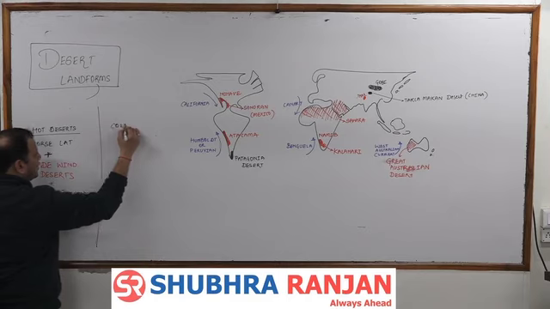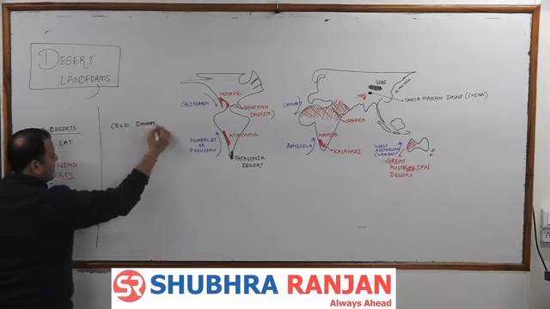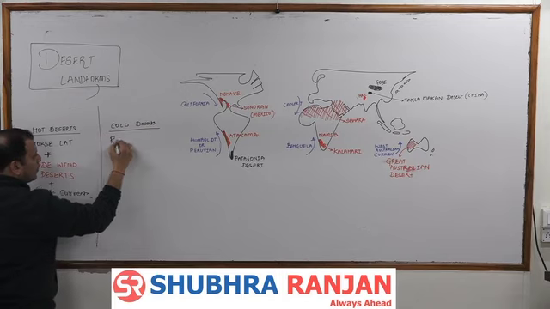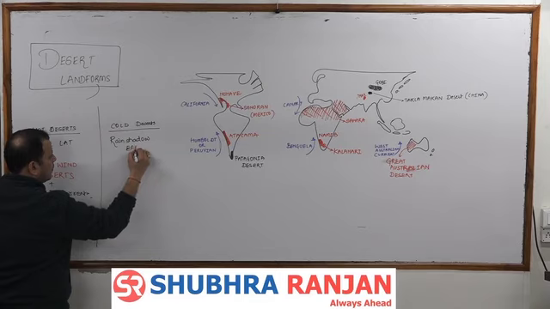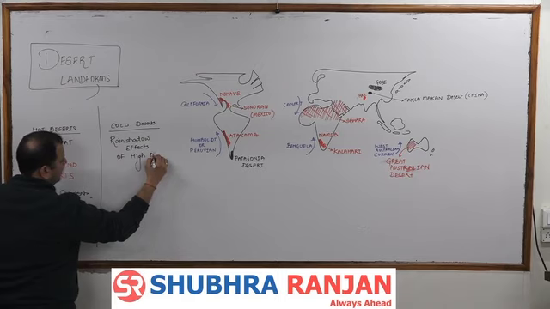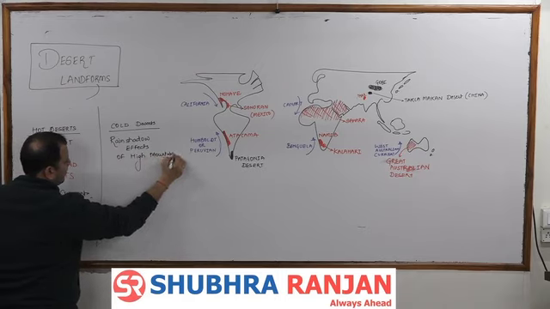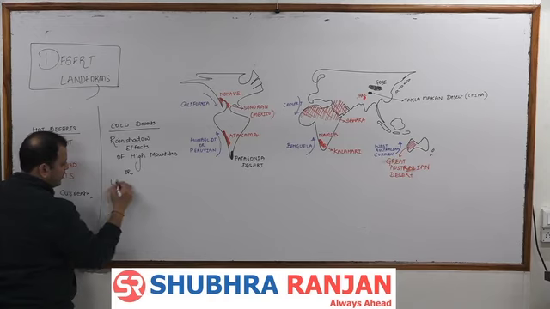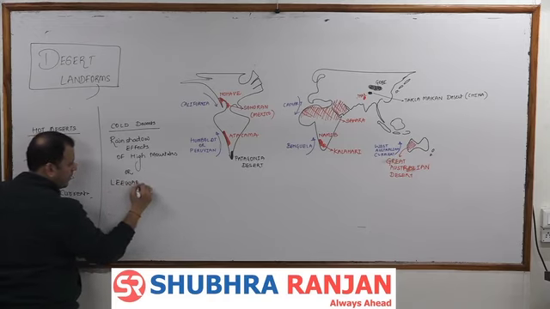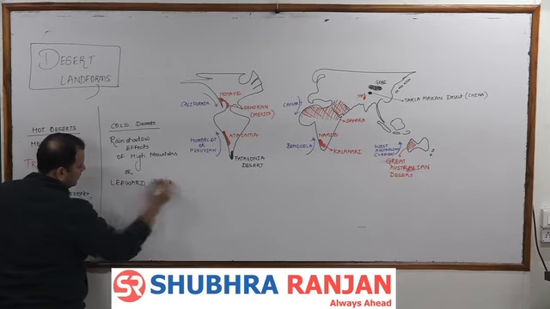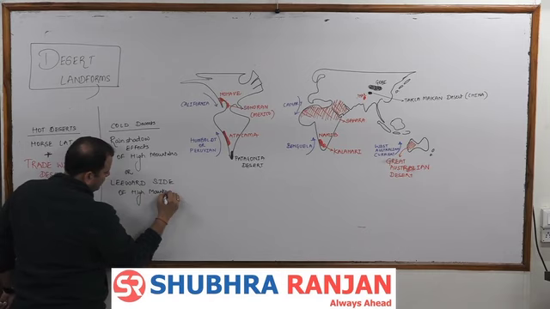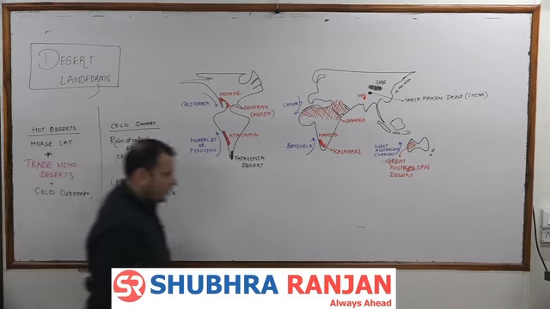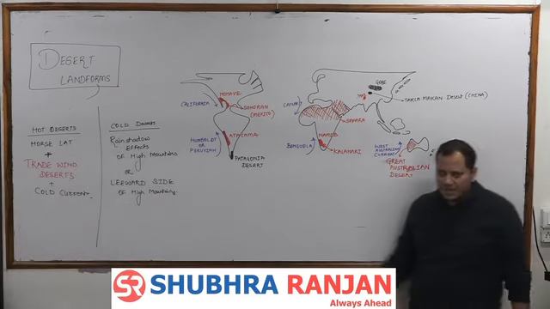While the cold deserts of the world, we have all done this in detail, are due to effects of high mountains or on the leeward side of high mountains, right? Leeward side of high mountains. And then we already know this.